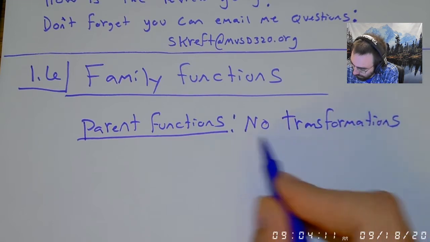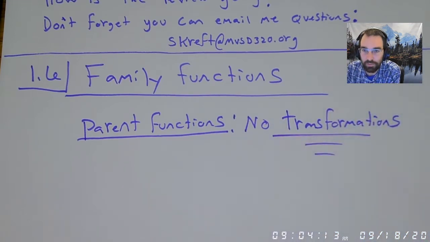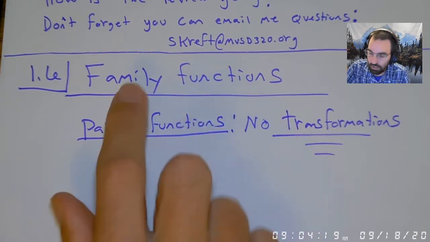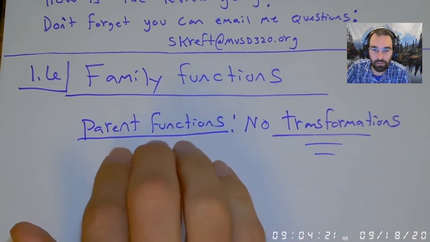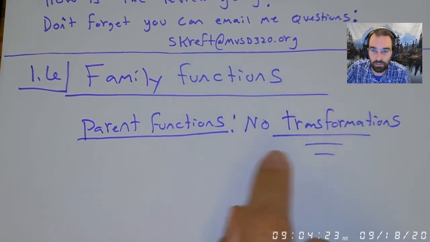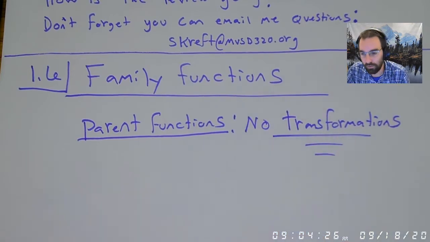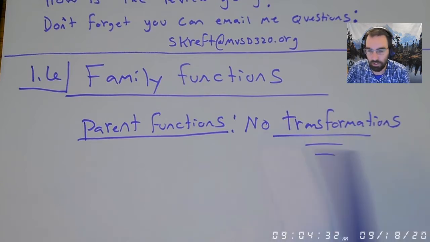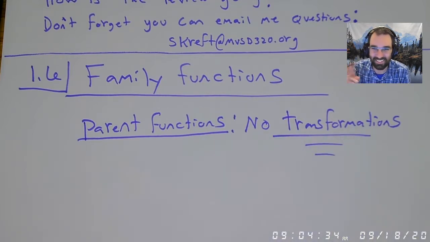Okay, and I'm so glad that we said no transformations, because this is what 1.7 is, and this is why we move them together. So when I say you need to know your family functions, what I'm really saying is you need to know your parent functions, the function with no transformations, because if you know the parent function, you're going to be able to look at any function that has transformations and be like, well, I know these things are happening, so I have to look out for them, okay?